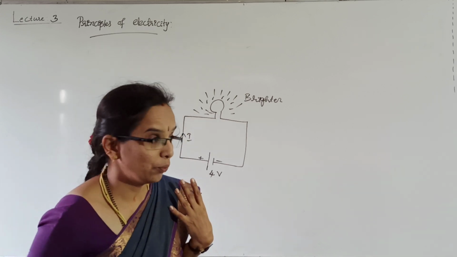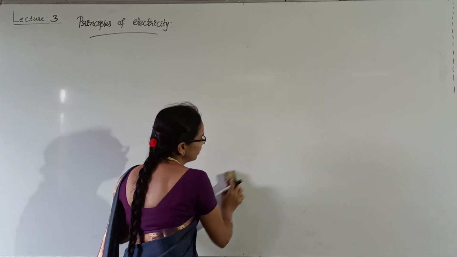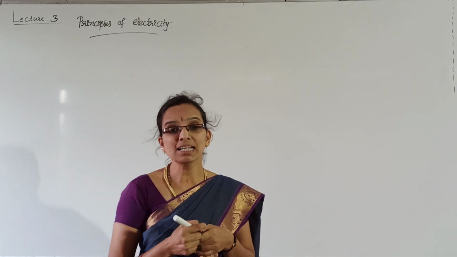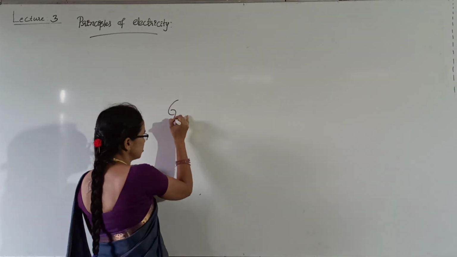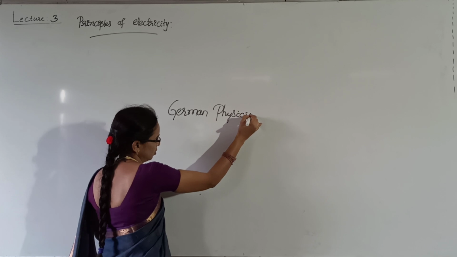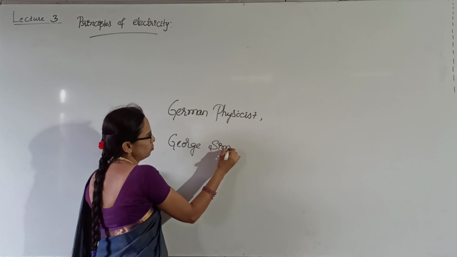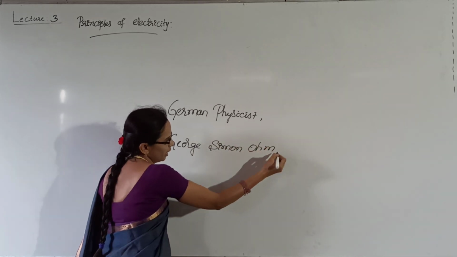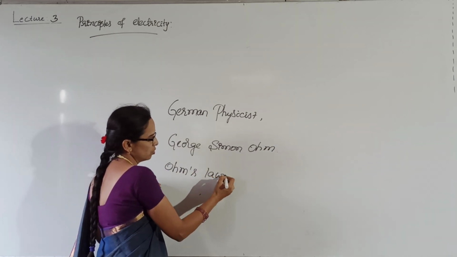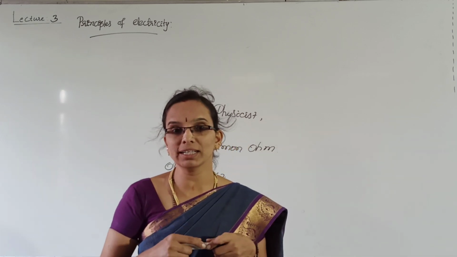So, to relate voltage and current, there is a law stated by a German physicist, George Simon Ohm, who stated a law that is called Ohm's law. What does it tell? Ohm's law tells us about the relationship between the voltage and current.